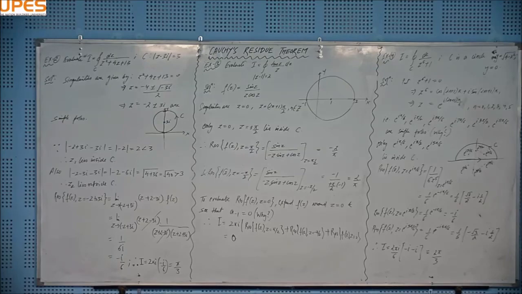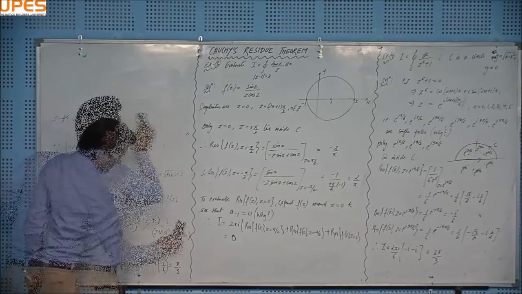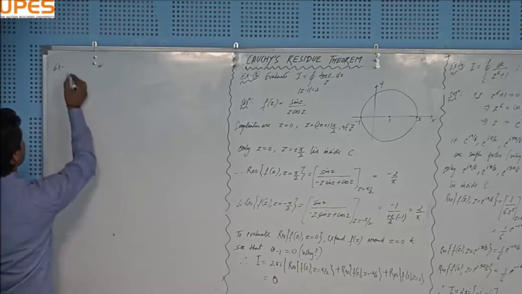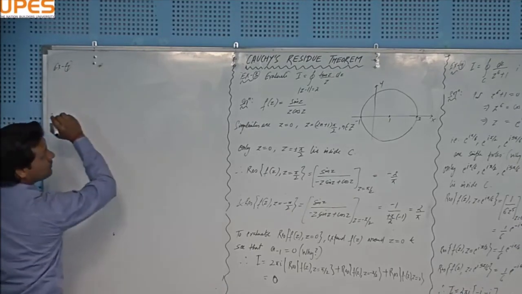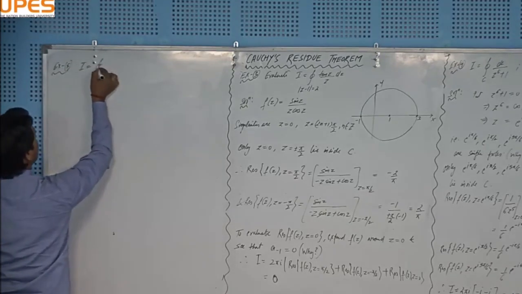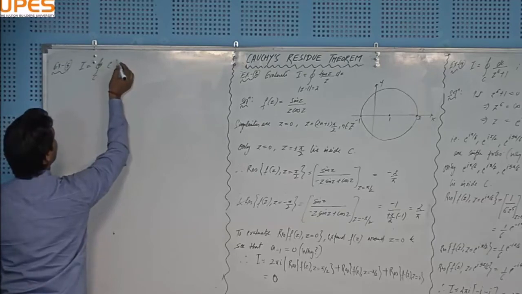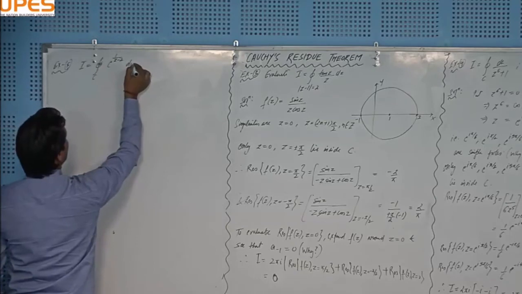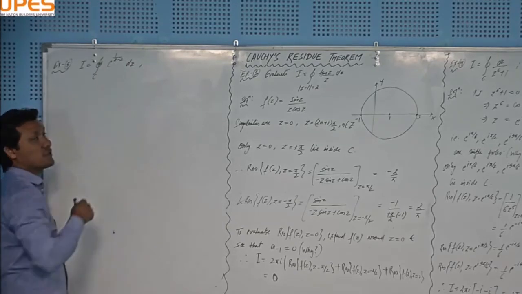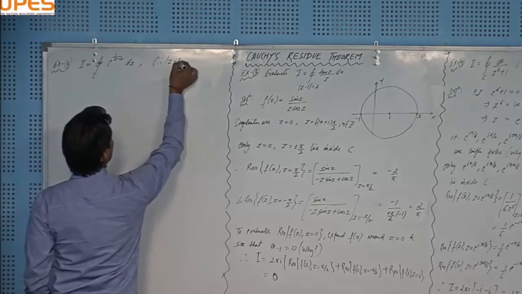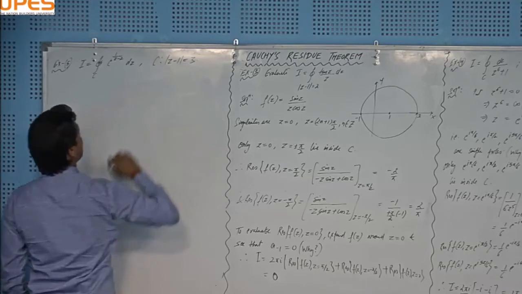Okay, take another example. Example number 5. I equals the integral over C of e^(1/(z−2)) dz, right? So this time I have taken an exponential function, and C is |z − 1| = 3, right?